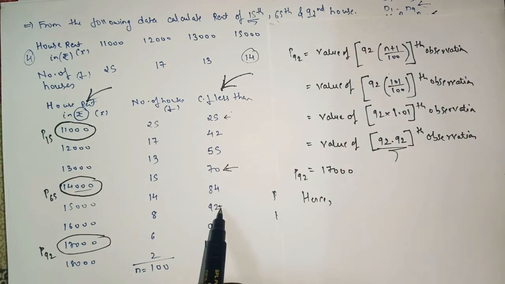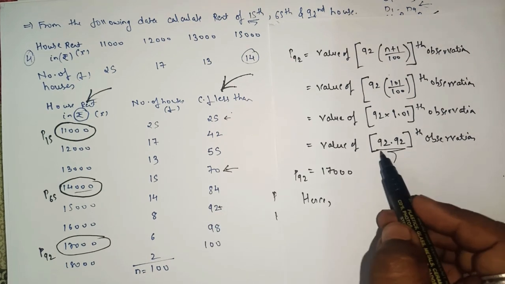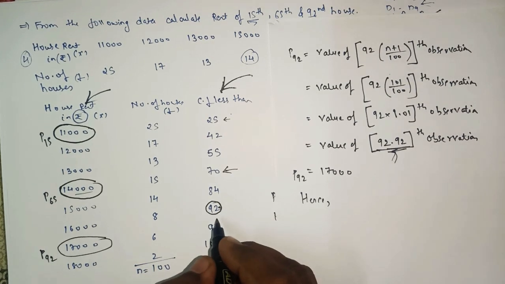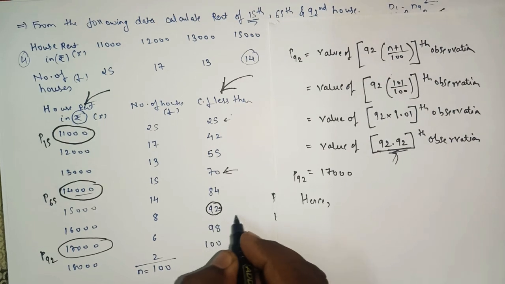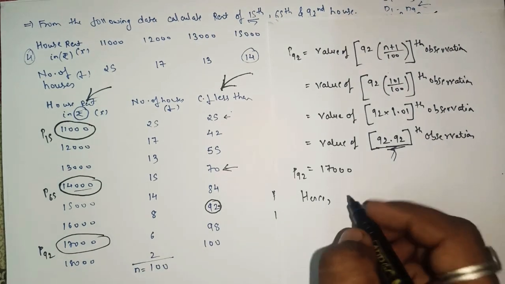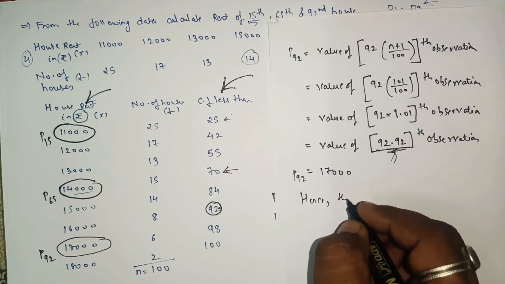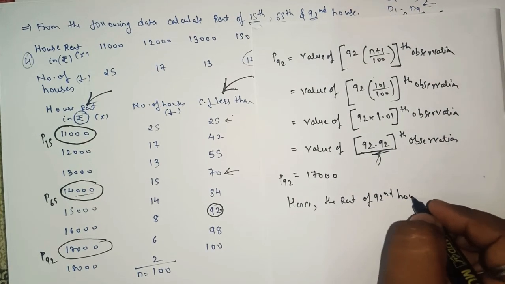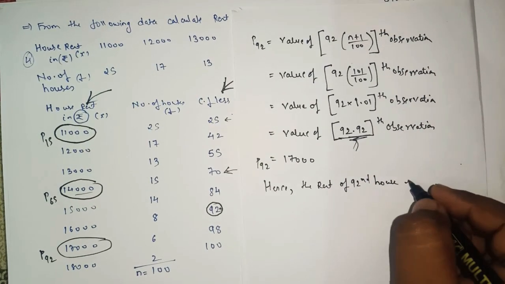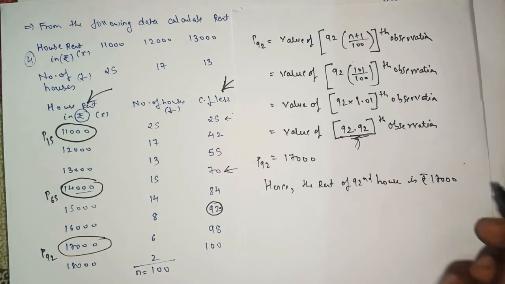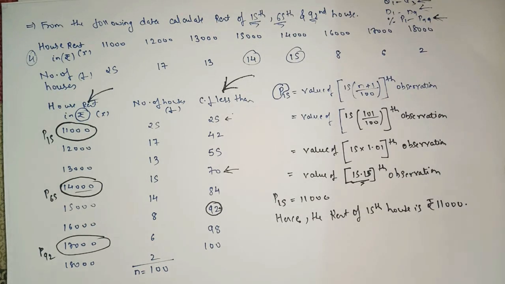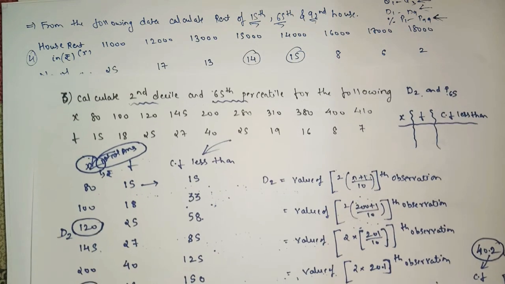Okay, don't see the answer 92. Here we have 92.92. For this row, 92 is last. So after 92 point, all the values will lie in this row. So hence the rent of 92nd house is rupees 17,000. I hope you all understood the sums based on type number 2 also, as I took two examples based on this.